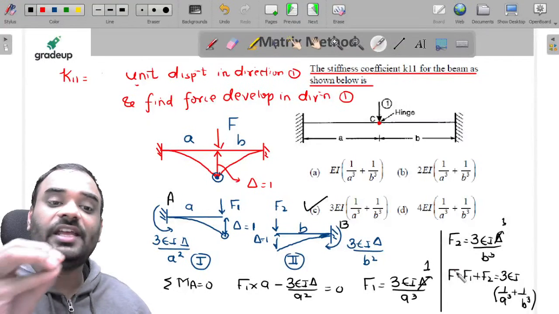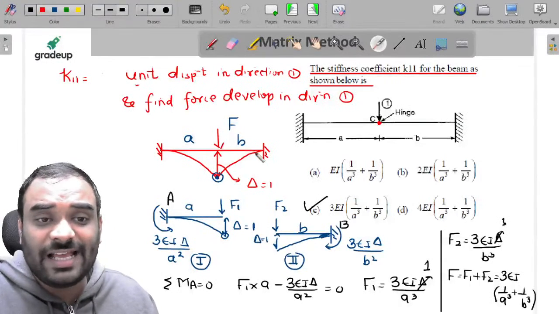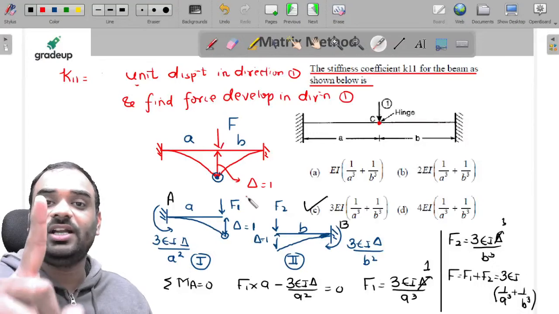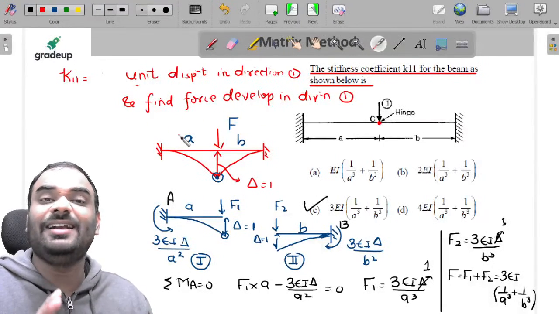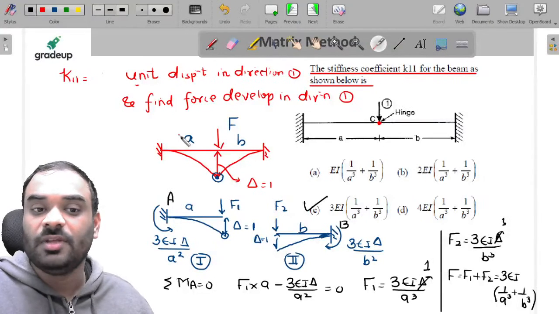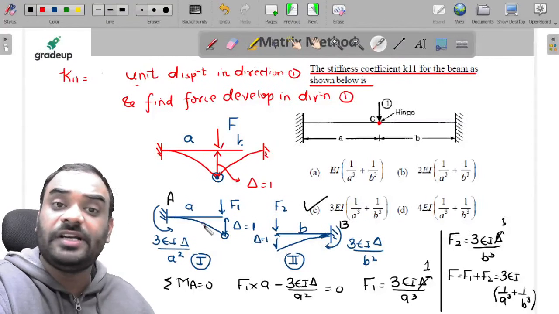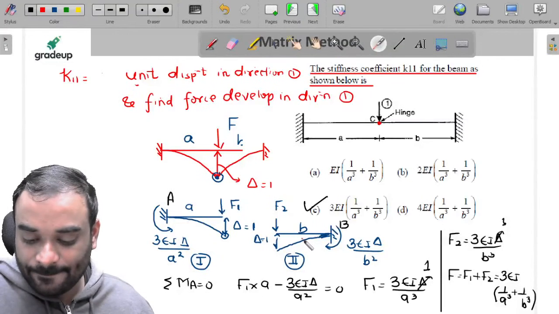Why are we considering F1 and F2? Because, my dear friends, we are not able to analyze this particular structure by considering the whole structure at one time. Why is it so? Because the complete structure is indeterminate at a single time. If you separate this portion as well as this portion, you are able to analyze this one, because it will become determinate, as well as this one becomes determinate. That's why.